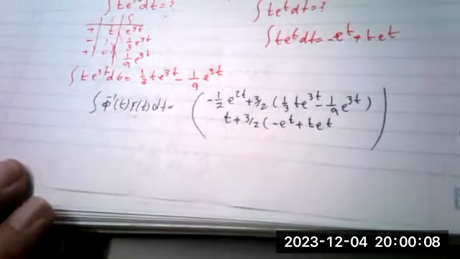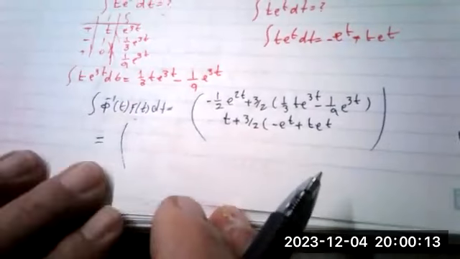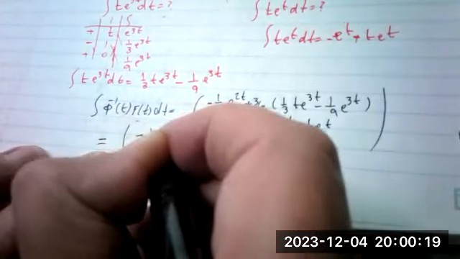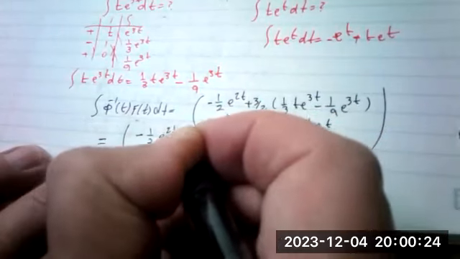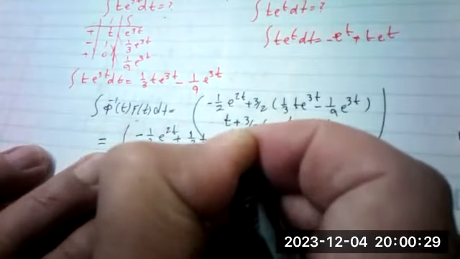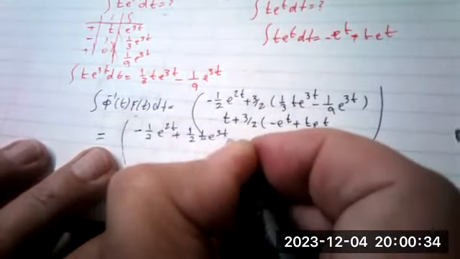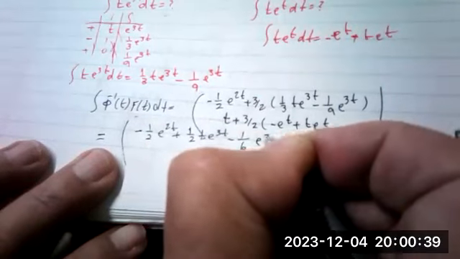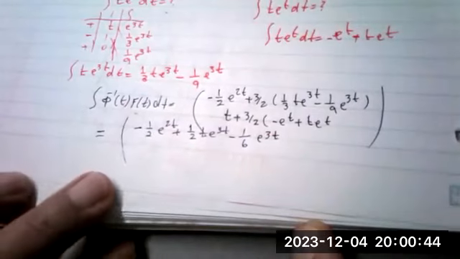Okay, let's see if we can do something about it. Can we simplify it? So what do we have? We have negative 1/2 e to the 2t. If you multiply this one across, that gives you 1/2 t e to the 3t. And if you multiply this one again, that gives you 1/6 e to the 3t. No chance for simplification. It's as is.